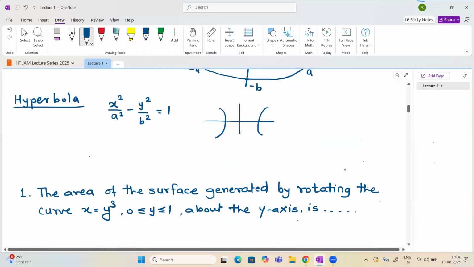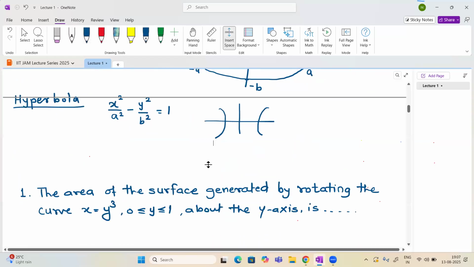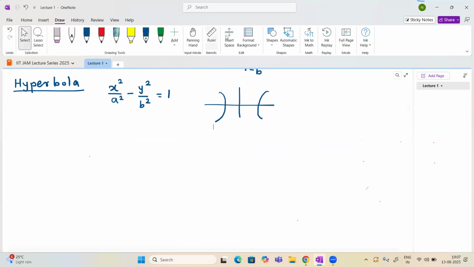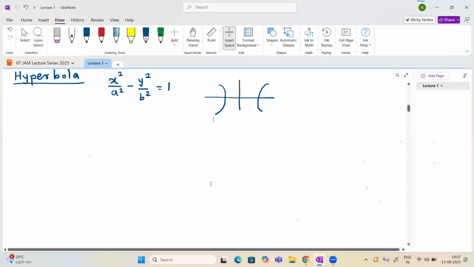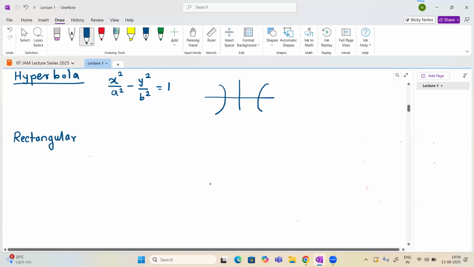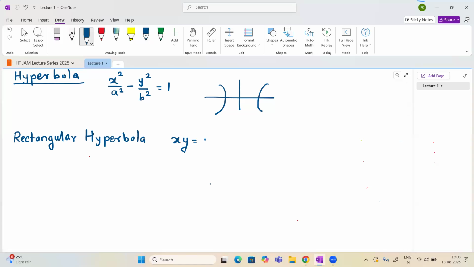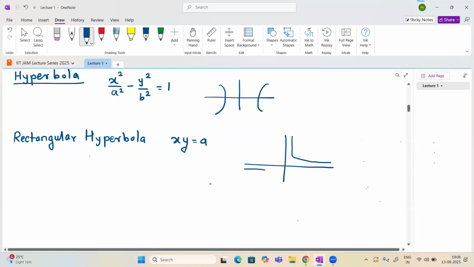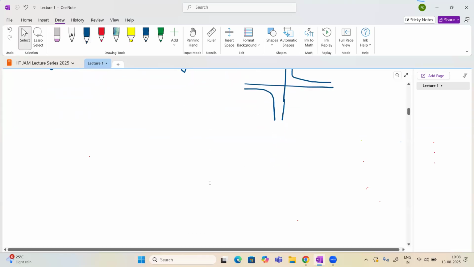Does anyone know anything about the rectangular hyperbola? Sir, that curve will be in the first quadrant and in the third quadrant. Okay, what will be its equation? xy is equal to 1. It can be xy equal to 1, xy equal to 2, xy equal to 3. Anything you can say: x into y is equal to some non-zero number. So you will get this kind of rectangular hyperbola. Agree with me? Yes, sir.